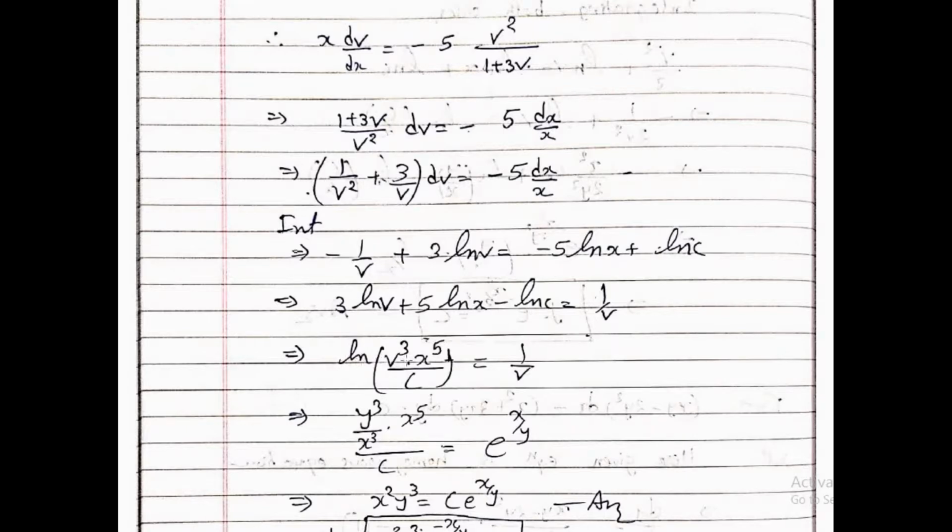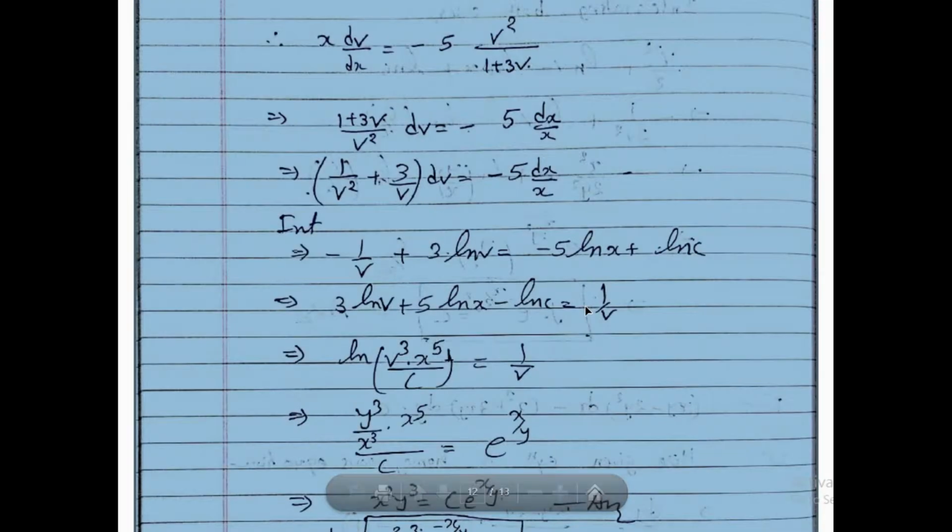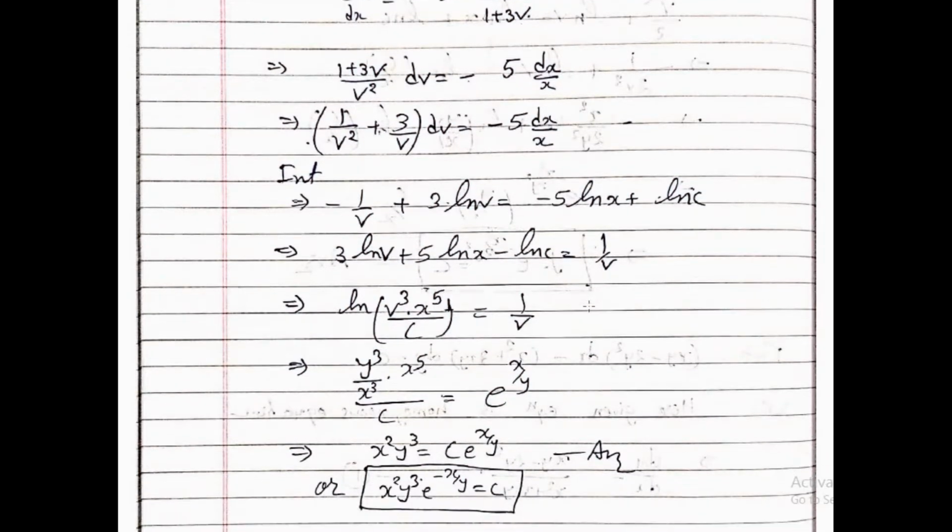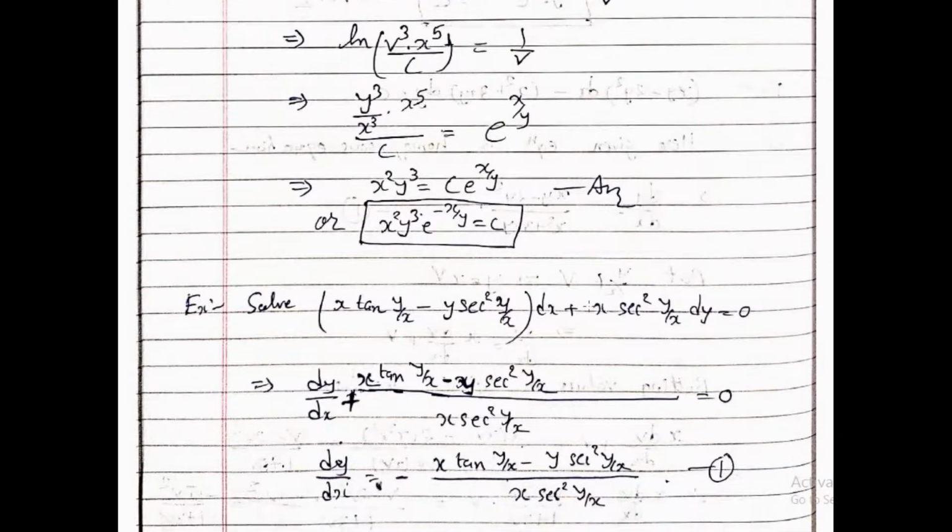And that will give log of v³ into x⁵ upon c equal to 1 upon v. Now putting the value of v, that will give you y³ upon x³ into x⁵ upon c equal to e raised to x by y. And simplifying, that will give you x²y³ equal to c into e raised to x by y. Or you can write it in the form x²y³ into e raised to minus x by y equal to c.